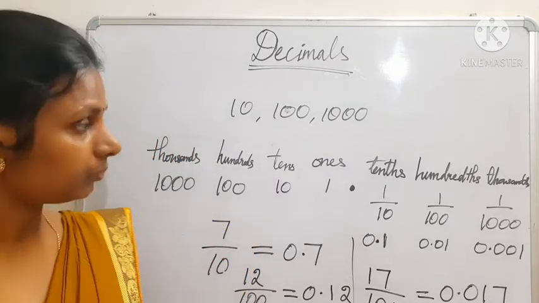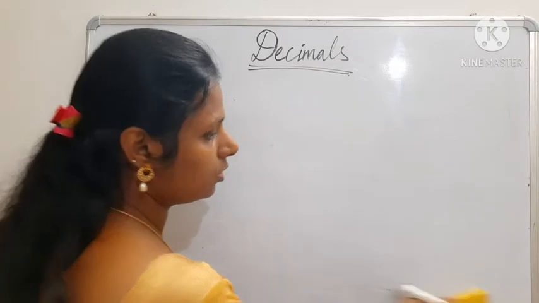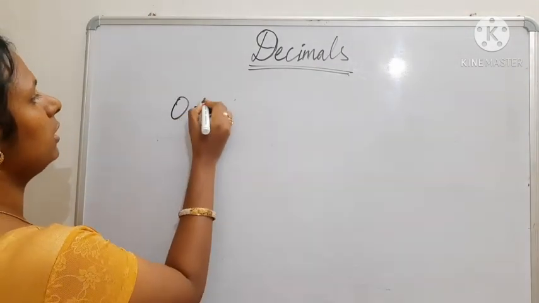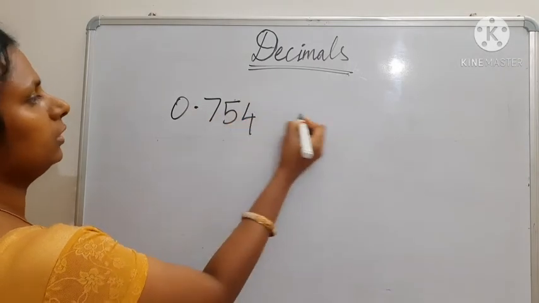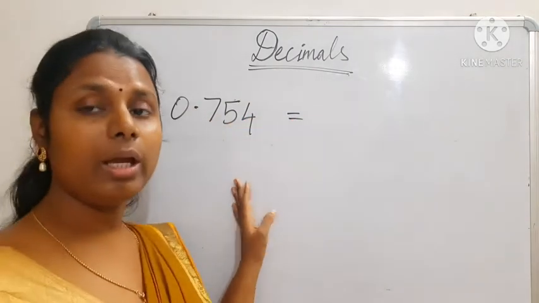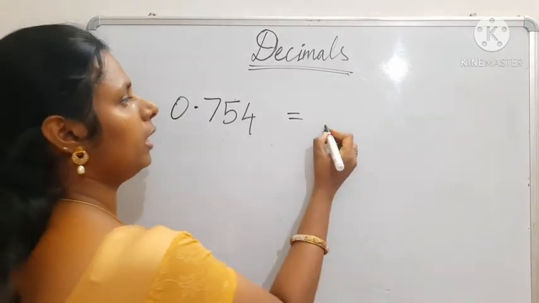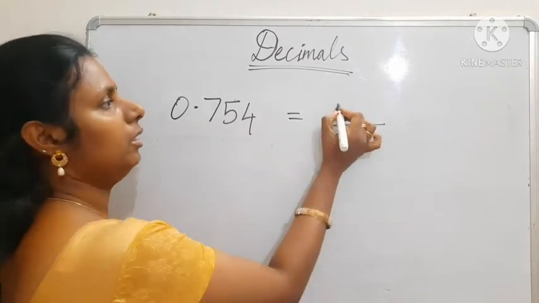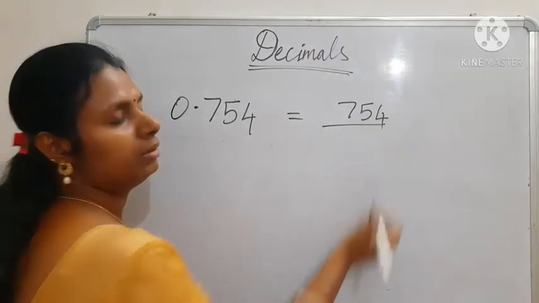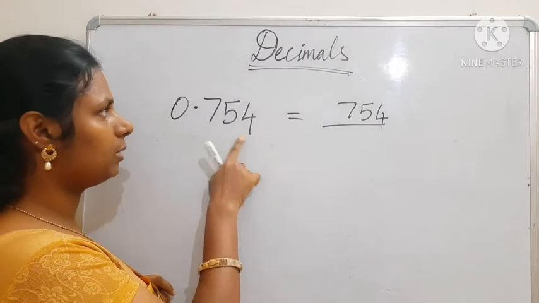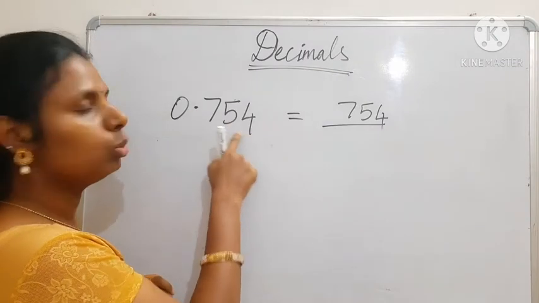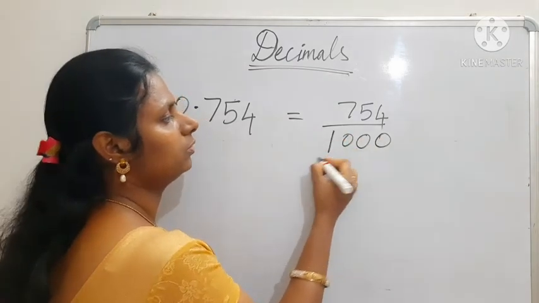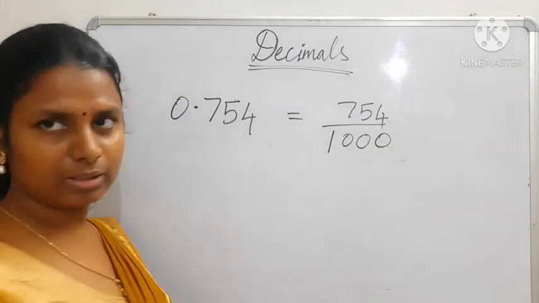Chalo, next we are going to change decimal into fraction. For example, 0.754. Now we are going to change this one into a fraction. You know that here only 0 numbers you have to write. Here on the top I have written the numerator and the denominator. How many numbers are there after the decimal point? 1, 2, 3. So 3. This is the answer.